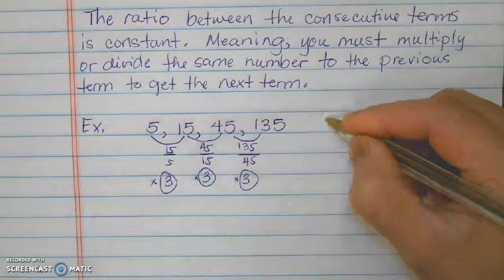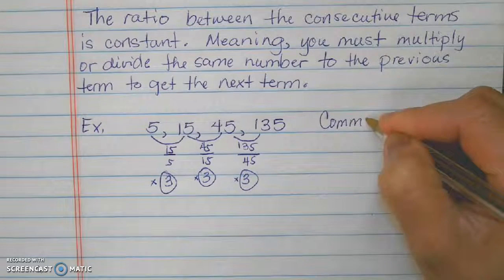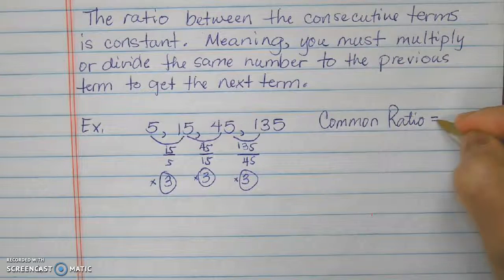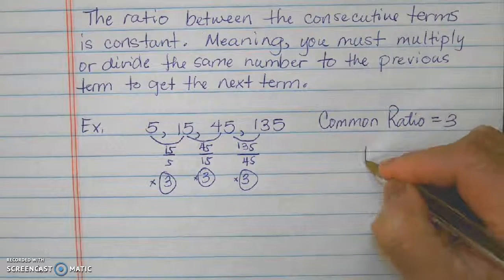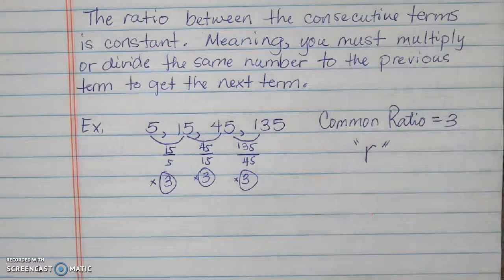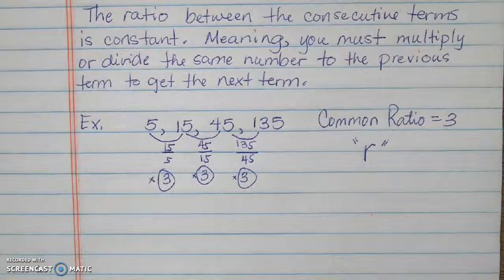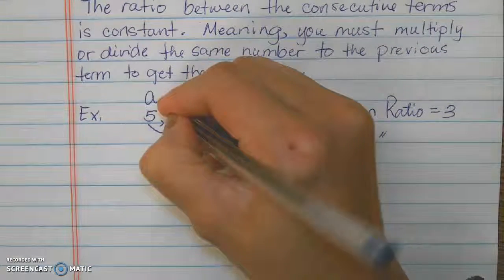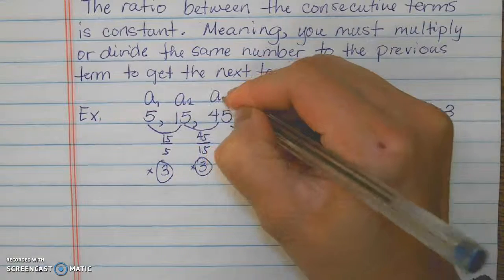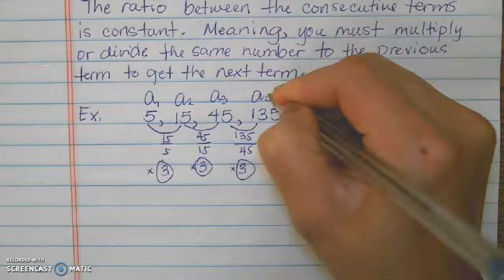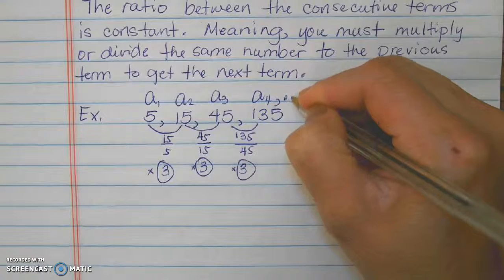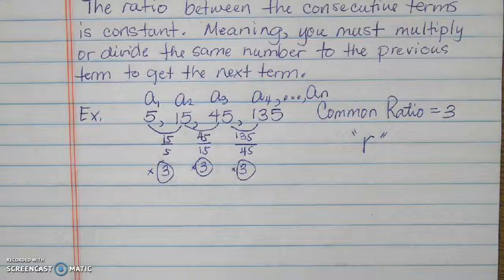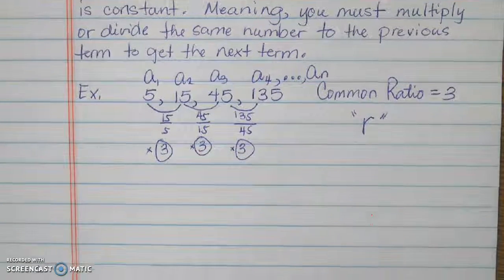And this now is called the common ratio. The common ratio is 3, and the common ratio is represented by the letter R. So let us begin deriving our formula. Once again, I'm going to call this my A1, this is my A2, this is my A3, this is my A4, and our goal is to really be able to find our AN eventually. Okay, so let us begin.